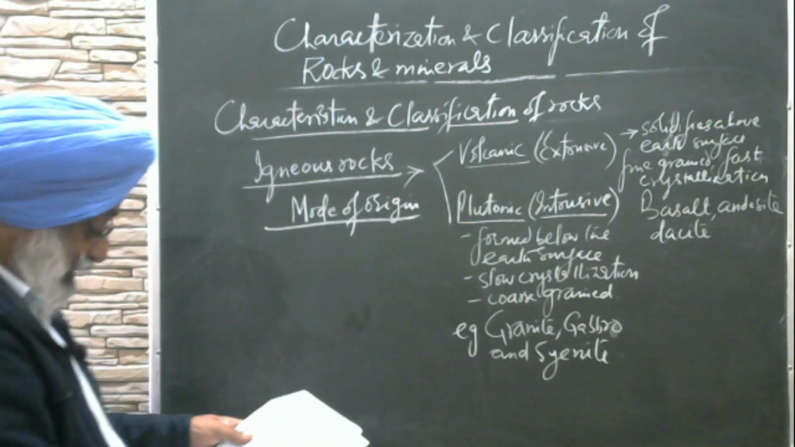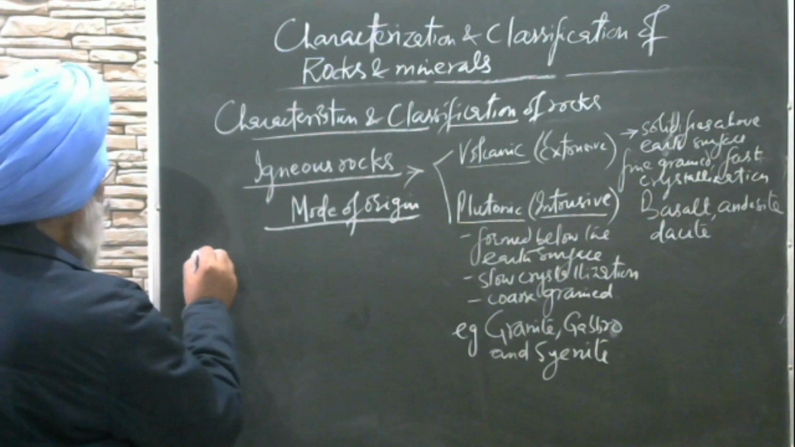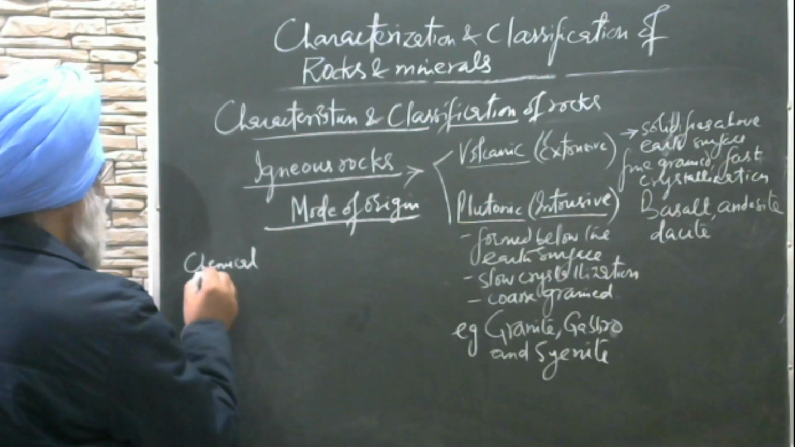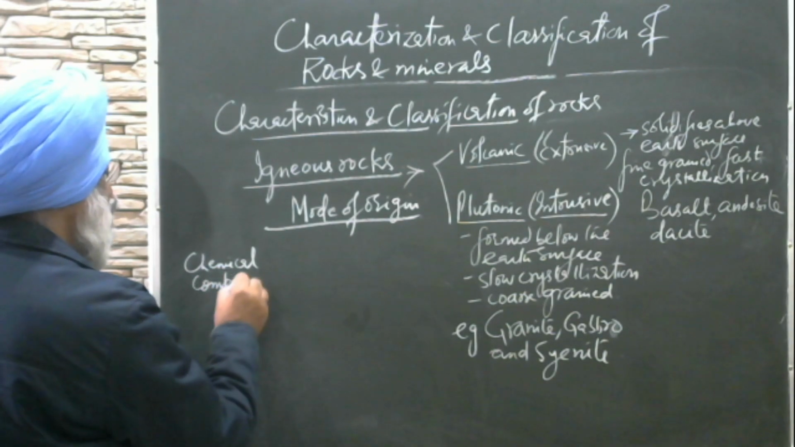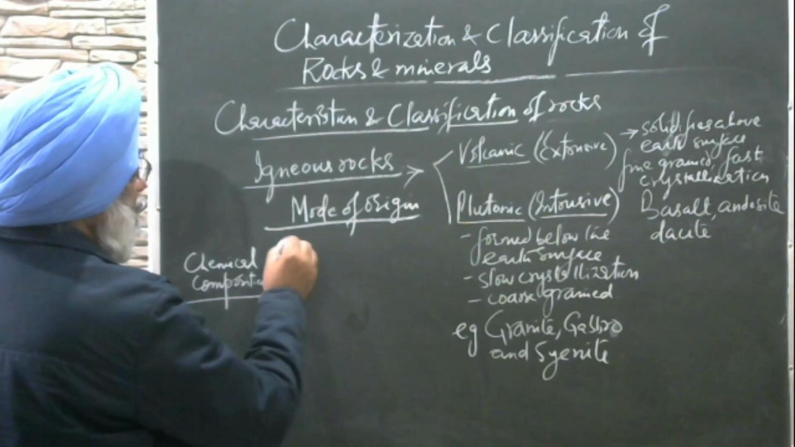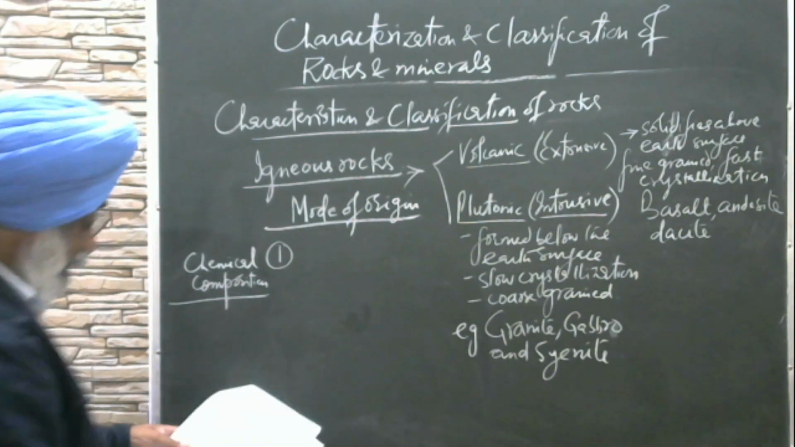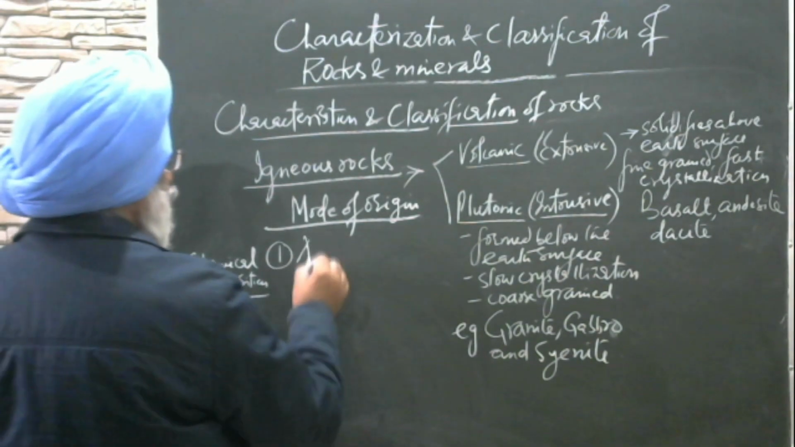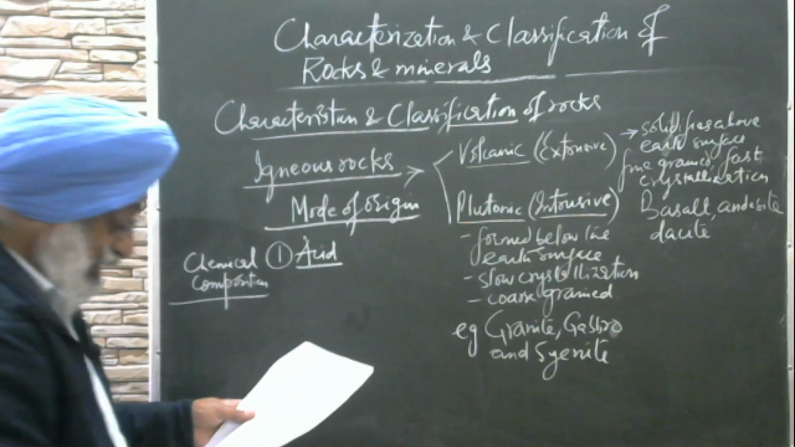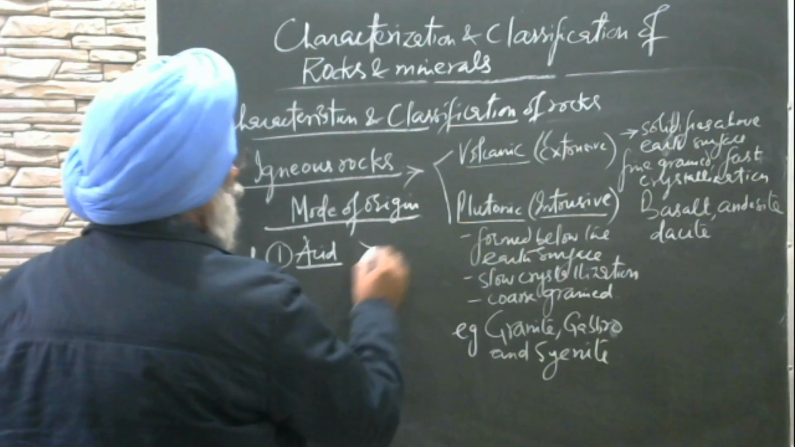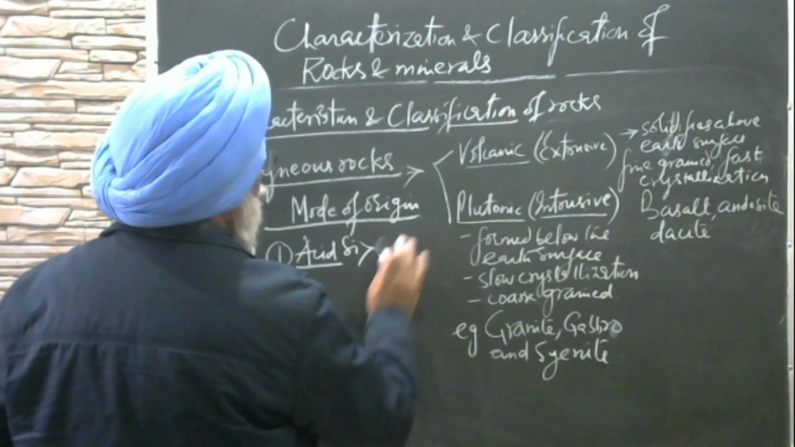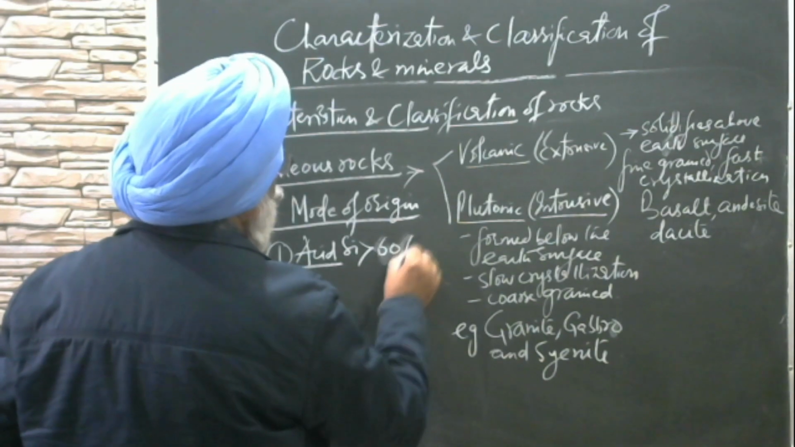And second is on the basis of chemical composition. When we classify igneous rocks on the basis of chemical composition, then we can say that these could be either, number one, acid igneous rocks. When we say acid igneous rocks, the silicon content is more than 60%.